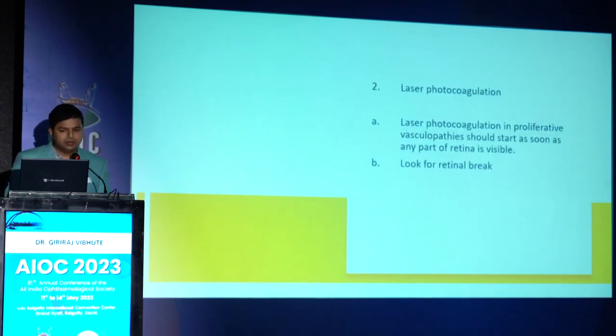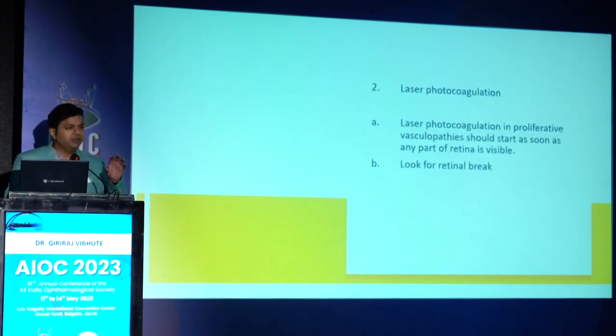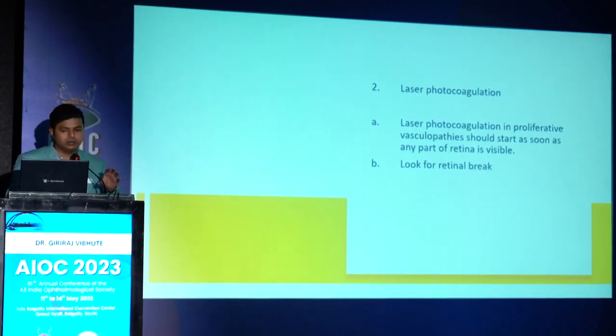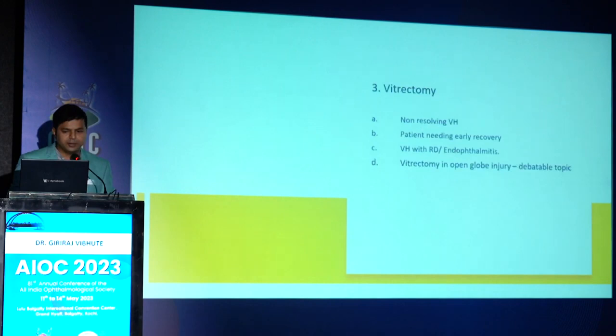So laser, yes, of course, it is done, and even if you are suspecting PDR, it is always good to do an indented examination and look for an associated retinal break or tear. Common indications for vitrectomy are non-resolving VH and patient needing early recovery, RD, or presence of endophthalmitis. Again, vitrectomy in an open globe injury is a debatable topic. Some people say you can do it in the primary setting or you can do it later. Later helps because there will be PVD, then the vitreous hemorrhage will be easy to clear, and you will have a firm globe also.